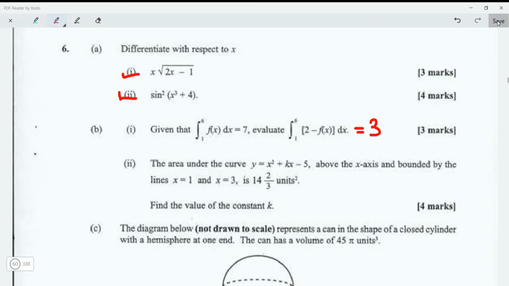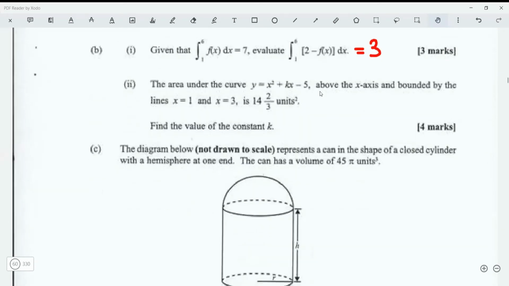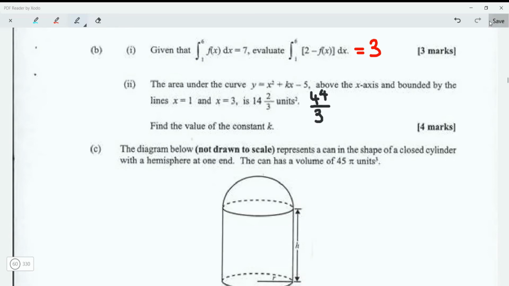All right. Next part of the question says the area under the curve y equals x squared plus kx minus 5, above the x-axis and bounded by the lines x equals 1 and x equals 3, is 14 and 2/3. I don't like when they give me it as 14 and 2/3. If I multiply this by 3, that's 44 over 3. I like when I see area like this, 44 over 3. That's what they tell me is the area. So find the value of k.